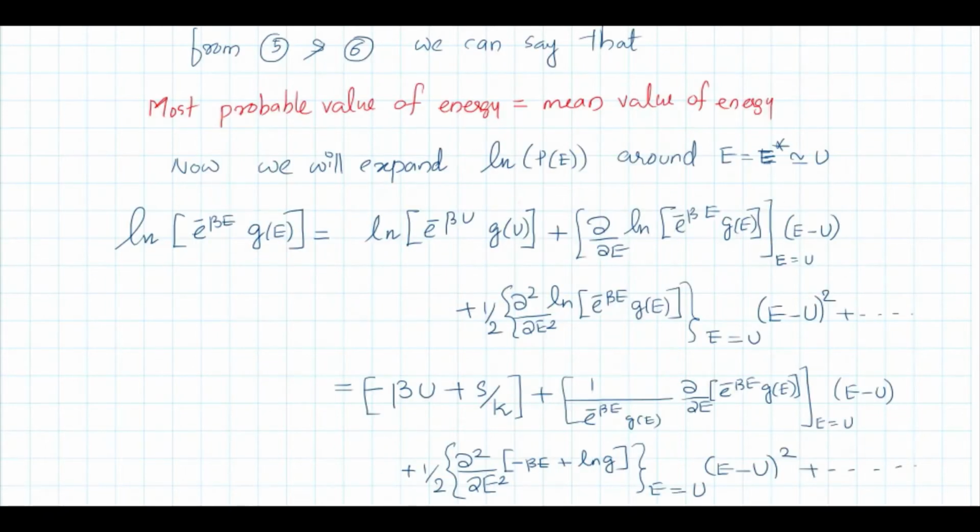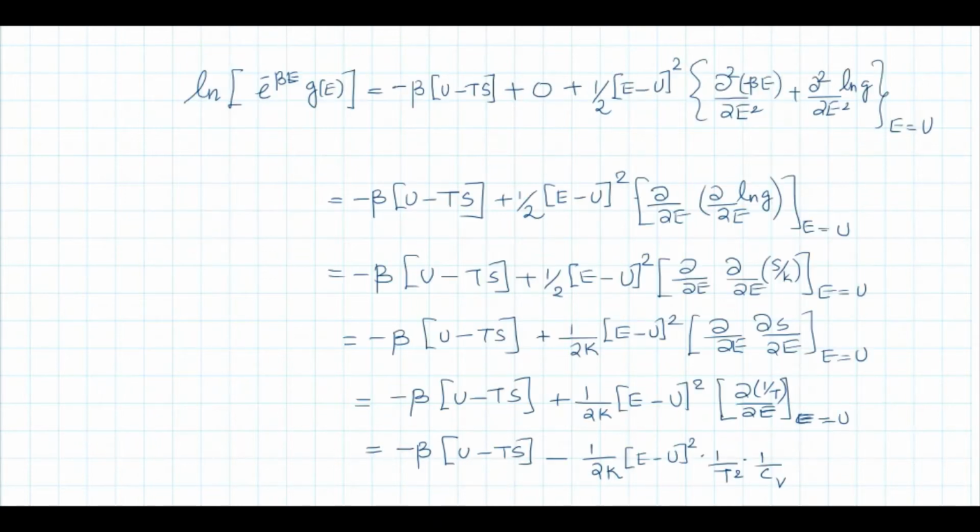So here in the first derivative term, you have the derivative of e raised to minus beta E g of E evaluated at E equal to U. That will be 0. Then the last term: plus half into (E minus U) the whole square into the second derivative of minus beta E plus the second derivative of log g, evaluated at E equal to U. What is the second derivative of minus beta E? The first derivative gives you minus beta. One more derivative gives you 0. Here you can write it as dou by dou E of dou by dou E of log g. What is log g? S by k.